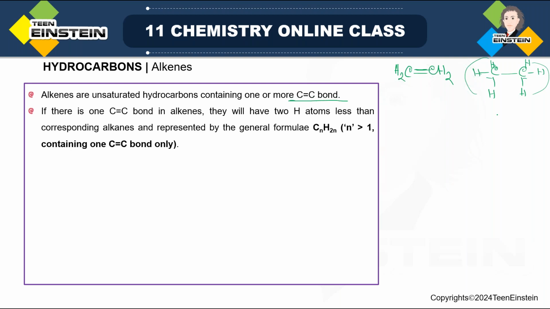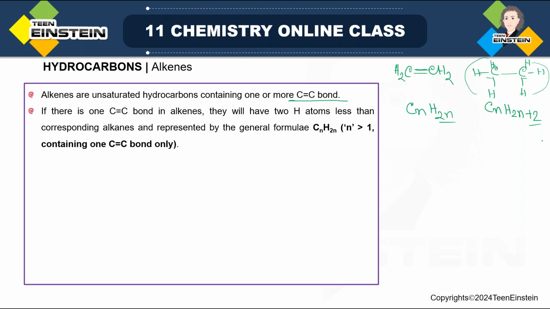And that is the reason the general formula will change. In case of alkane, we know the general formula CnH2n+2. But in this case, it will be CnH2n. Simply the 2 is not required here. But remember, this is only for those compounds where you have only one double bond.